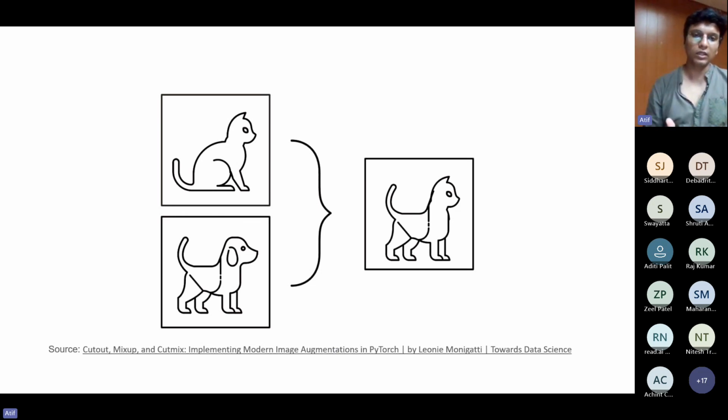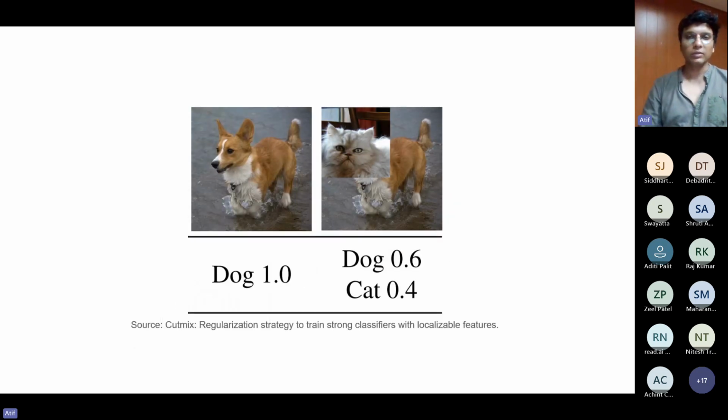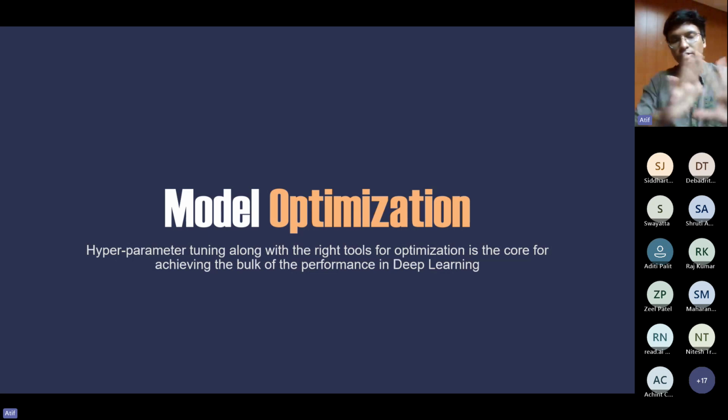So you take a dog and you take a cat image and you cut the cat face and put it on the dog. It sounds bizarre, but it works apparently. It works really well, and probably because of the reason that I stated. So this was basically all about the data augmentation. If you have any questions, you can ask right now.